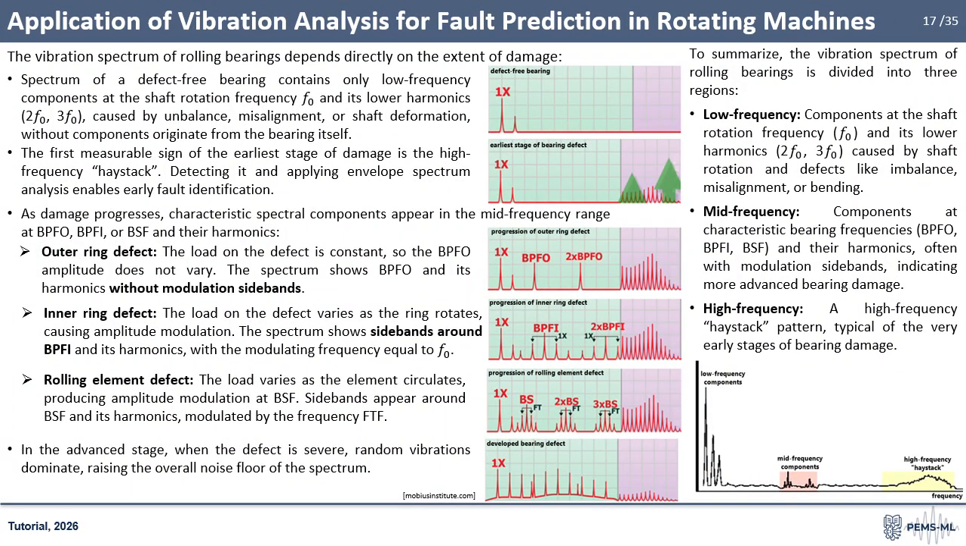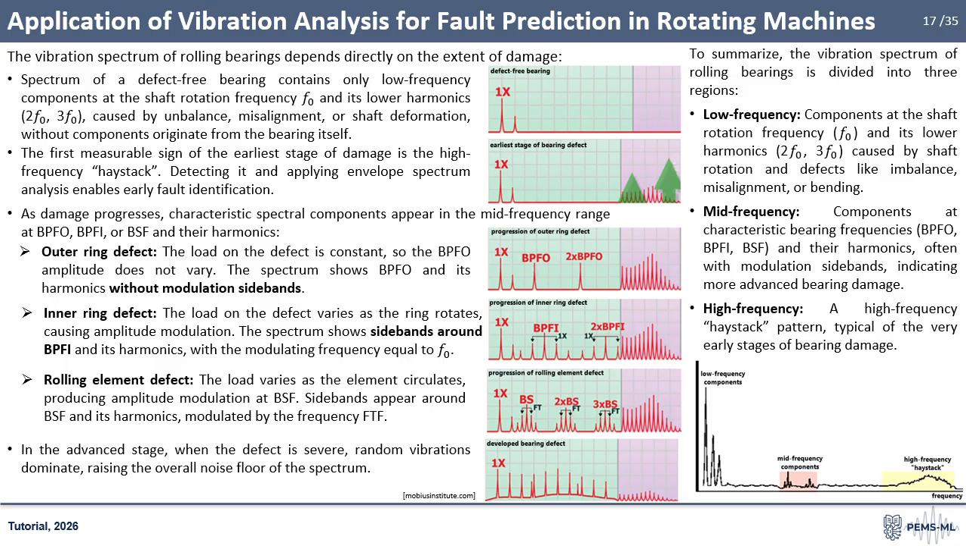The vibration spectrum of rolling bearings depends directly on the extent of damage. In a healthy bearing, the spectrum contains only low-frequency components at the shaft rotation frequency and its lower harmonics, caused by effects such as unbalance, misalignment, or shaft bending. No bearing-related frequencies are present. In the earliest stage of damage, the first observable feature is the high-frequency haystack. Detecting this pattern and applying envelope spectrum analysis allows very early fault detection.